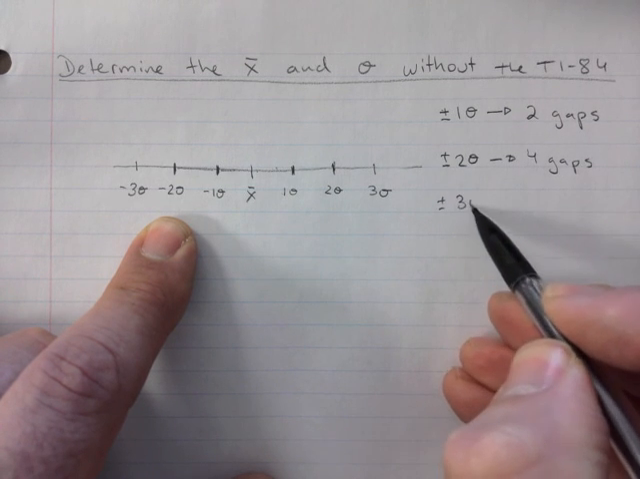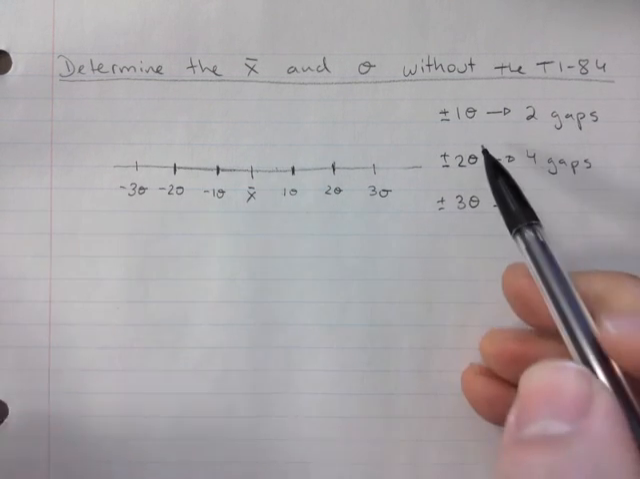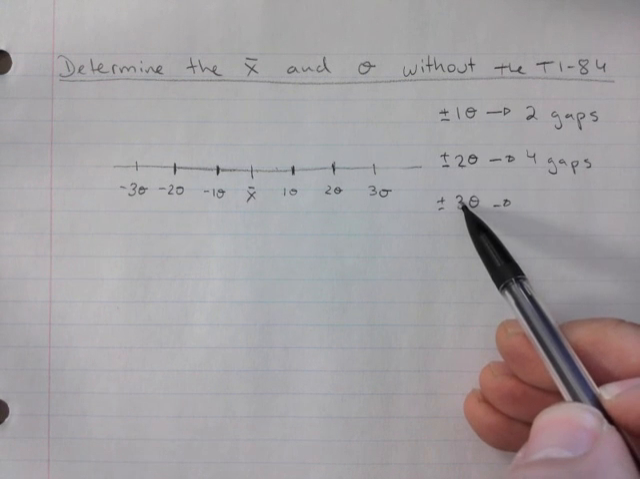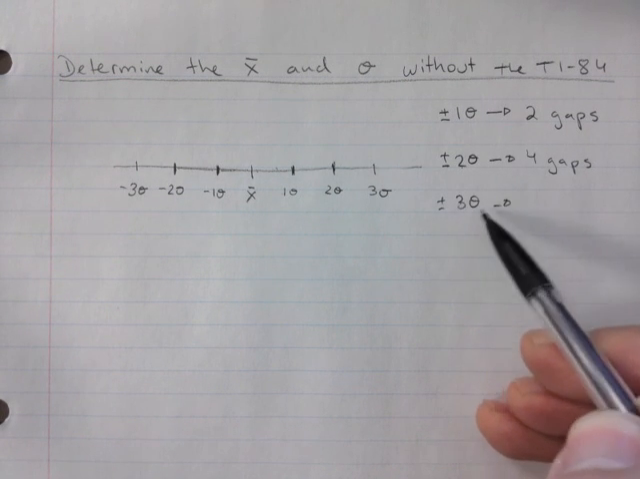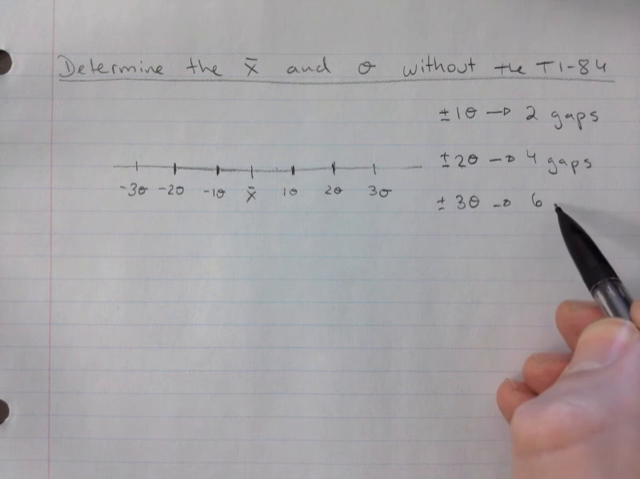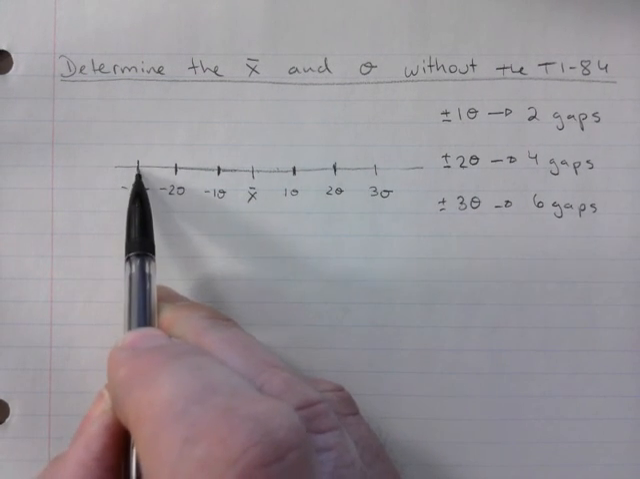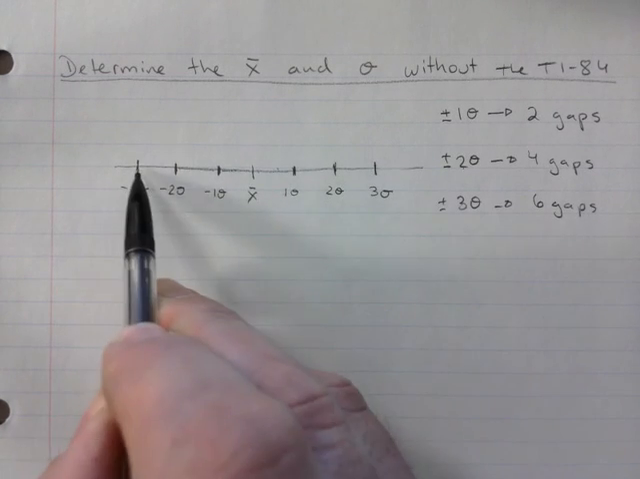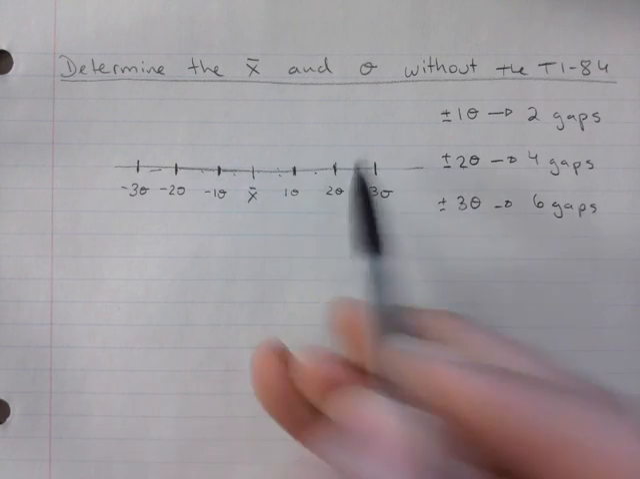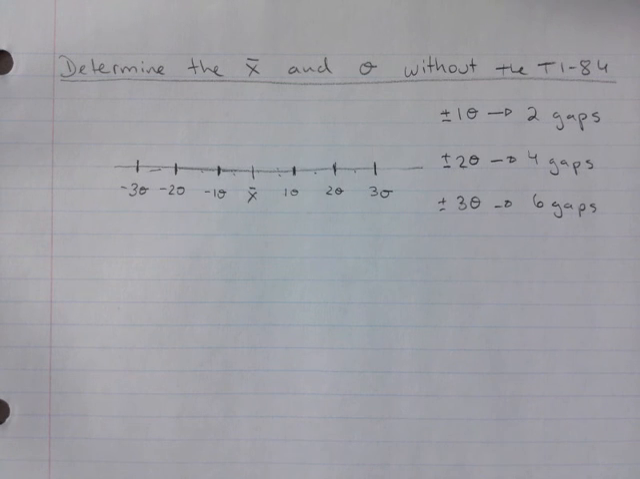Plus or minus 3 standard deviations, you can probably tell, you just multiply that number by 2, right? If it's plus or minus 3 standard deviations, we'll have 6 gaps. That's basically from -3 to +3. So we have 1, 2, 3, 4, 5, 6 gaps that we're considering. Okay?